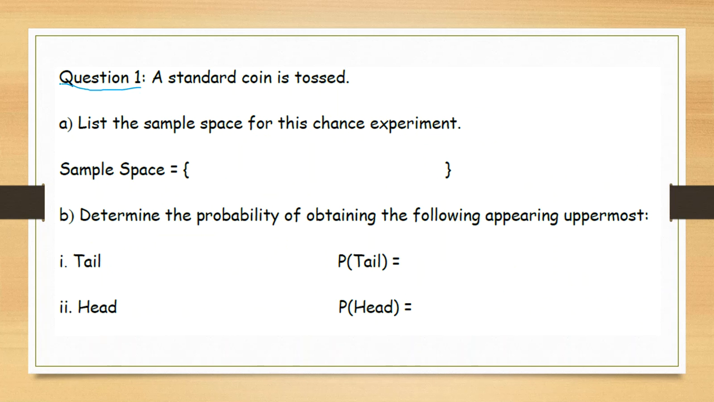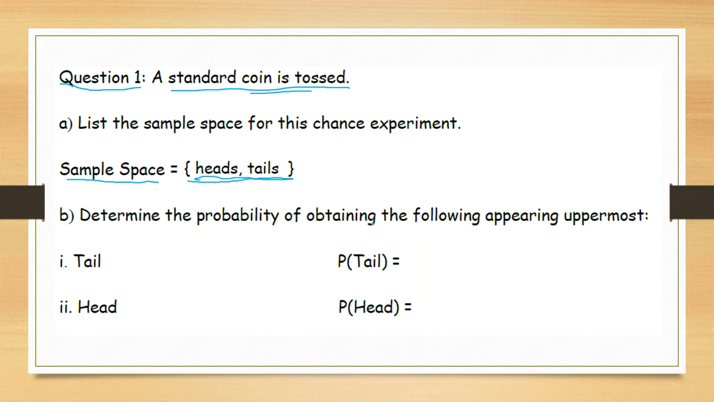So for question 1, a standard coin is tossed. I want you to list the sample space for this chance experiment. So copy out the question in your book and then pause the video and check in for the answer. For the sample space for a standard coin is tossed, there are two things that can happen. We can get a head or a tail. So the sample space is the list of all things that can happen.